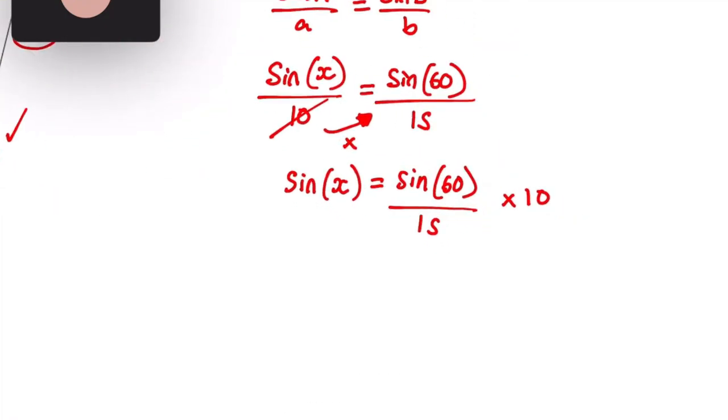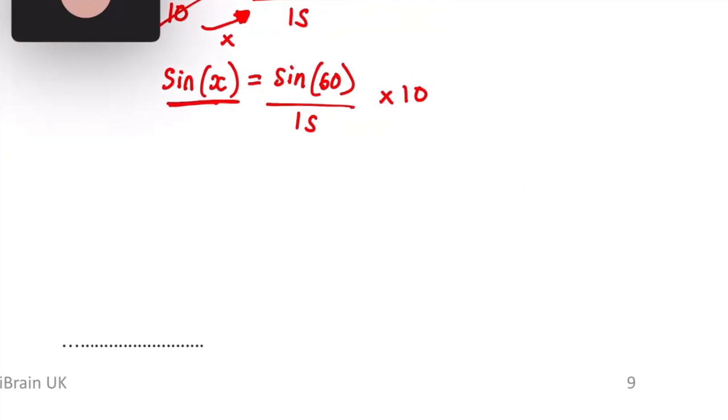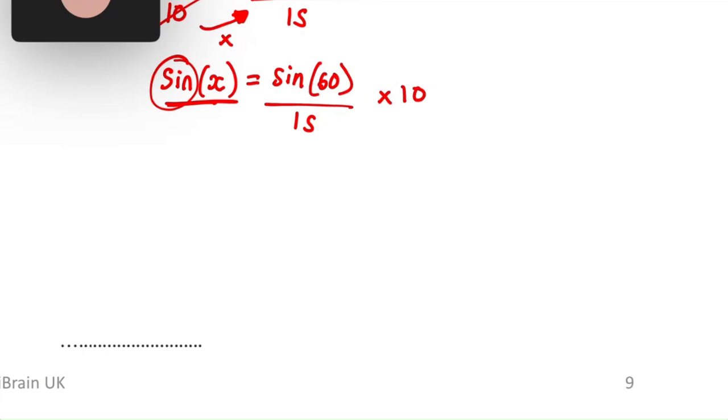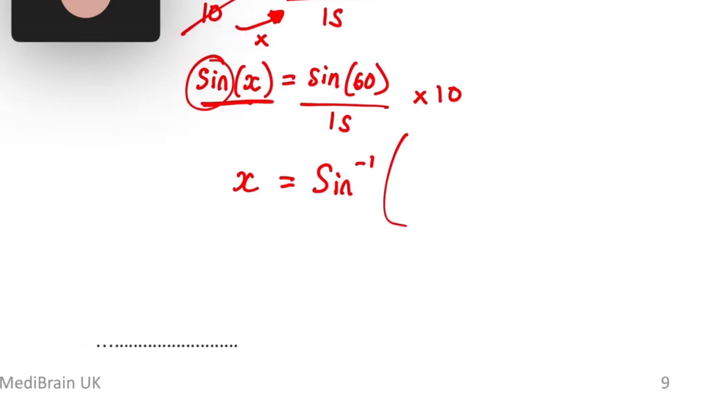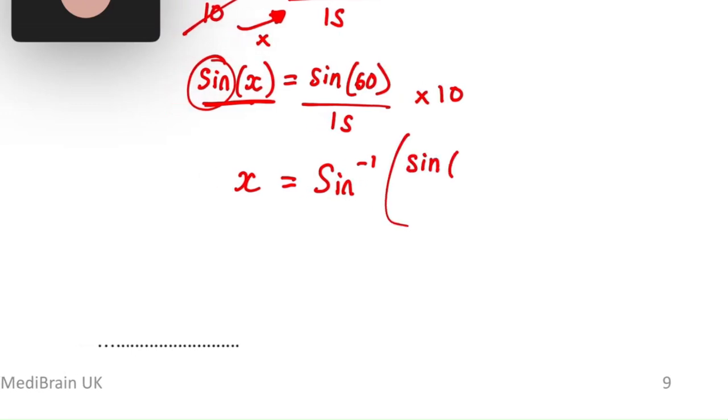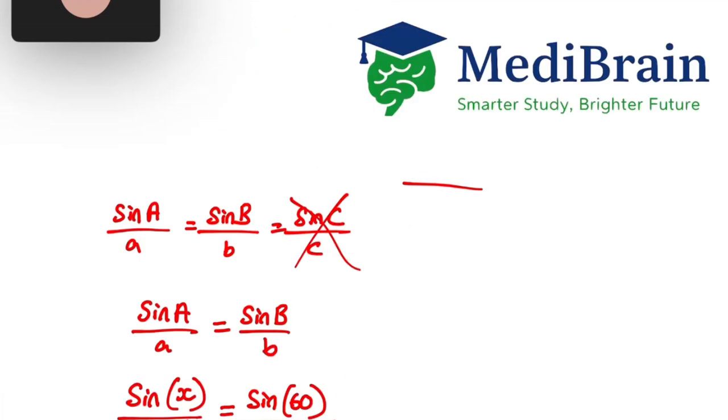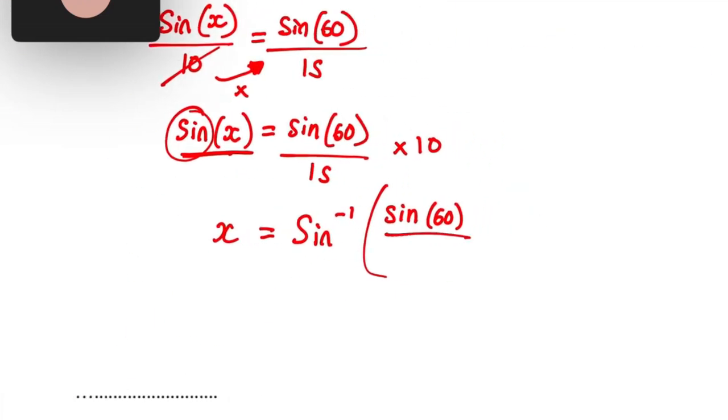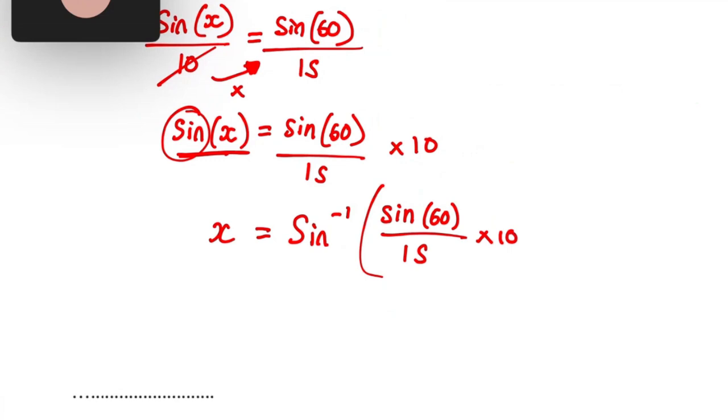Okay, and again, we want x. We don't want sine x, we want just x. So to get rid of this sine, we're going to inverse sine the other side. So to get x, we're going to inverse sine, sine to the -1. So shift sine on your calculator, everything on the other side. So we are going to have sine 60 over 15 multiplied by 10. That's what we're going to type into our calculator.